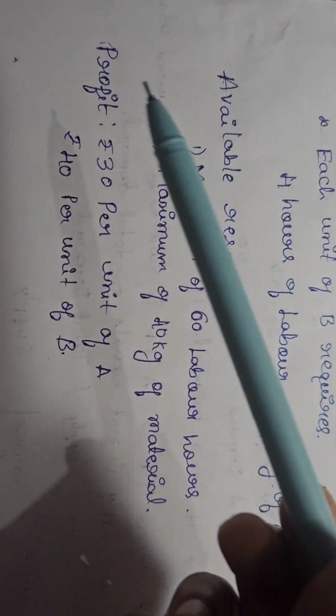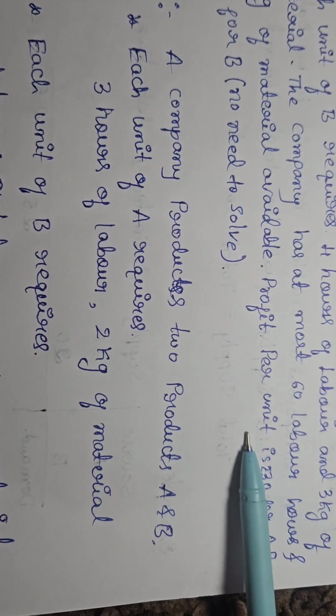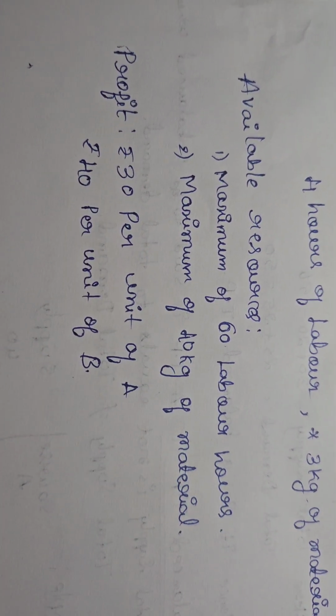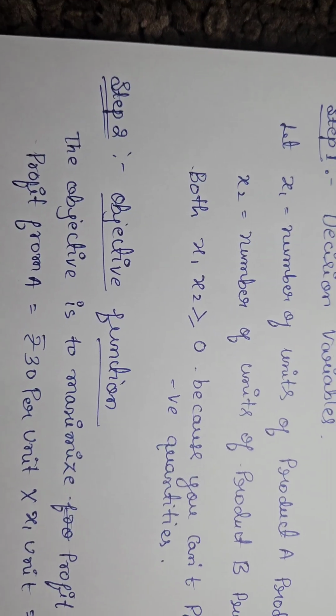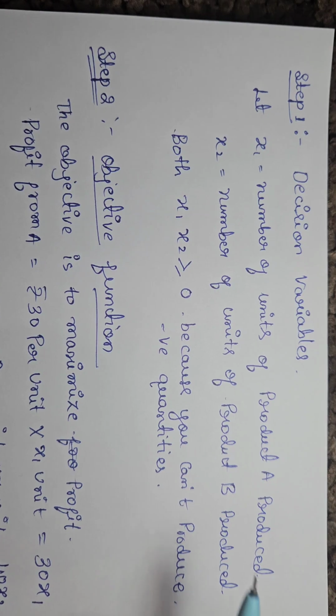After that, what is profit? Profit is 30 per unit of A, 30 for product A and 40 for product B. 30 per unit of A, 40 per unit of B. After that, we need to formulate the LPP. How can we formulate the LPP?